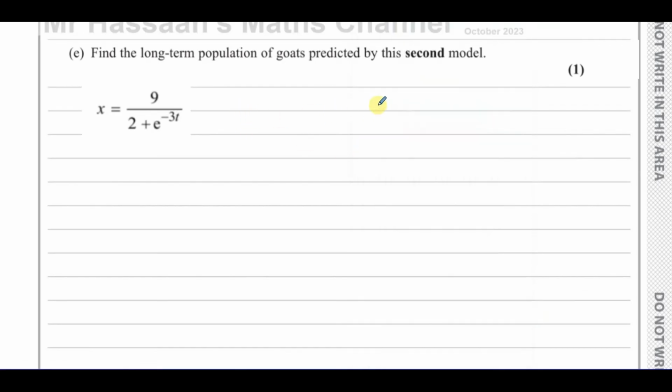Okay, so we can just say that as t approaches infinity, then x approaches 9 over 2, which is 4.5 for x. So that means 4,500 population. Remember, x is in thousands. You can say 4,500 if you want. All right, so that's how you can do it by using a calculator, and you'll get the mark for that.